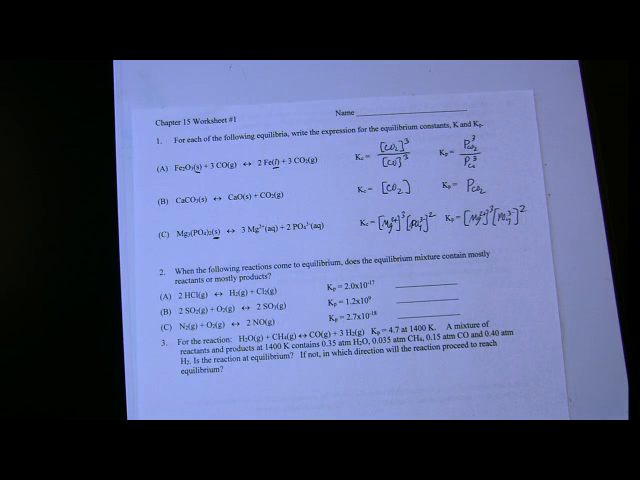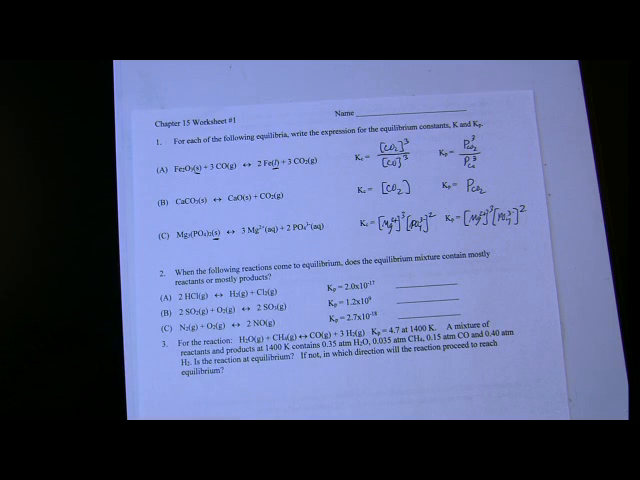Small numbers, 10 to the minus 10th, 10 to the minus 15th, even 10 to the minus 5th, result in very little product forming. Big numbers, 10 to the 5th, 10 to the 10th, 10 to the 15th, mean that almost all of the reactants are consumed, and what's primarily present is product. All of the reactants get converted into products.